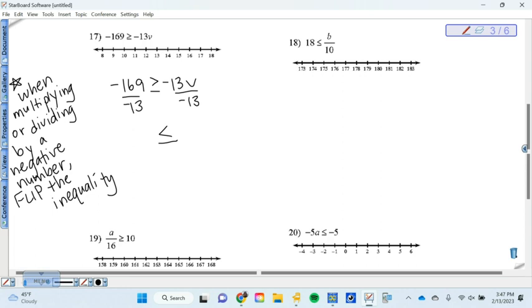When we multiply or divide by a negative number, like we did here, we divided both sides by negative 13, that means I have to flip the inequality so it changes from greater than or equal to less than or equal to. Okay, and then what's negative 169 divided by negative 13? Good job, positive 13. So positive 13 is less than or equal to v. If I wanted to rewrite that with the variable out in front, what would it become?